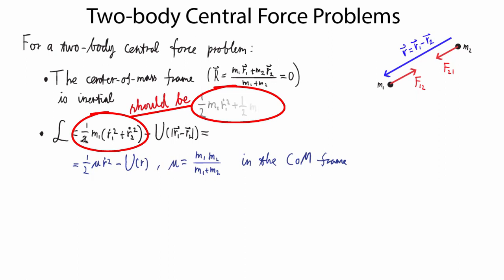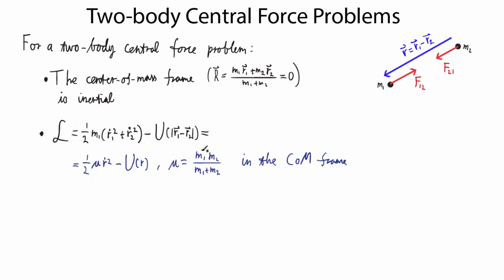And in that frame, we can take the Lagrangian and write it on this form. 1/2 mu r dot squared minus U of r, where r again is the relative position vector, the vector from m2 to m1, and mu is the reduced mass here. So in the center of mass frame, we have this Lagrangian.